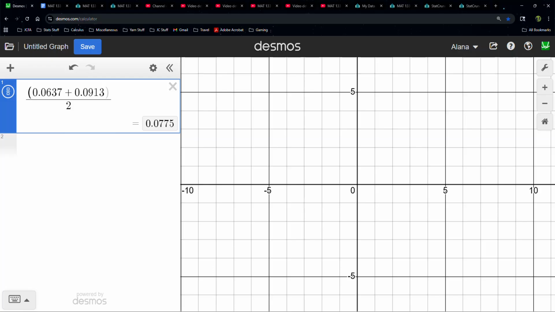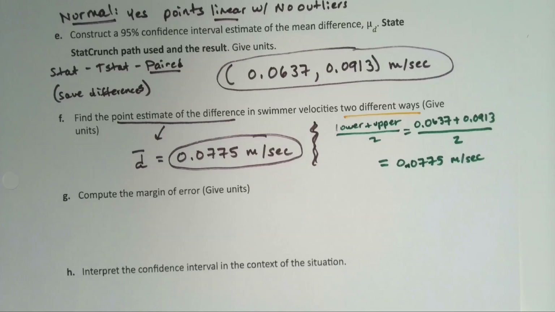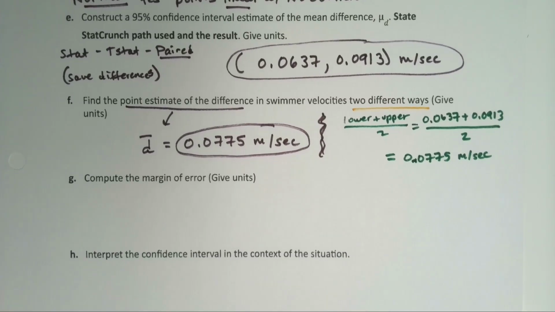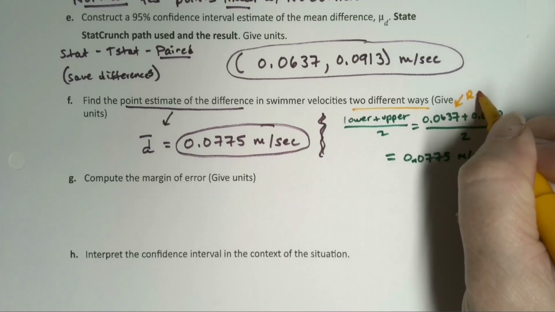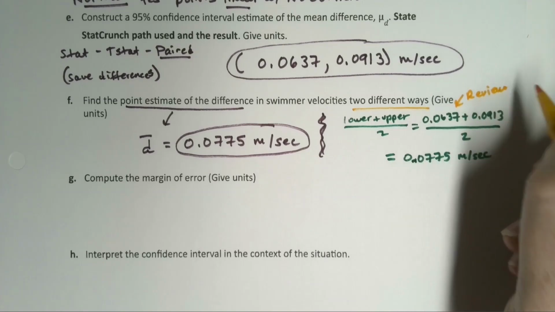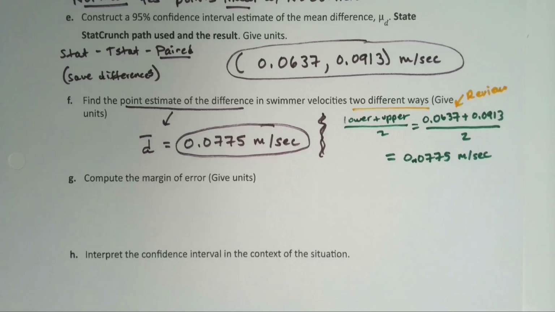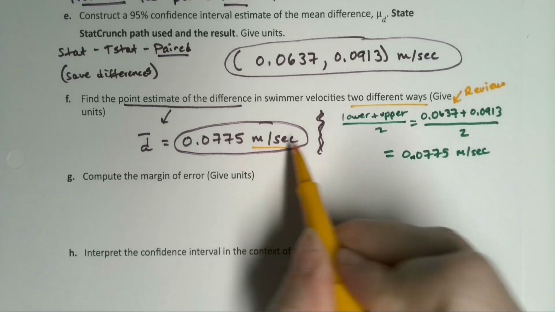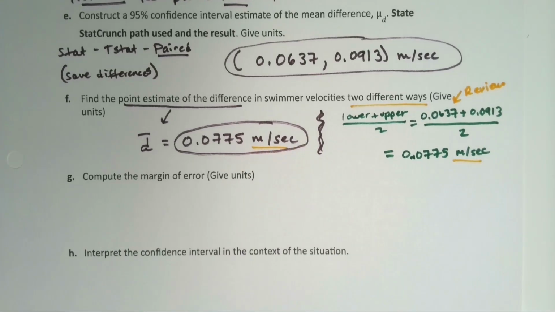I only had us do it two ways just to be a little review. This is a review from earlier chapters and earlier sections. And the units are meters per second, because this is their top speed.